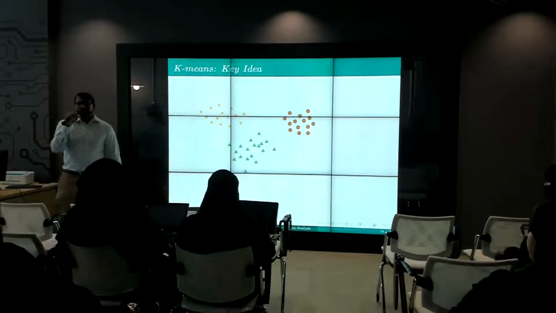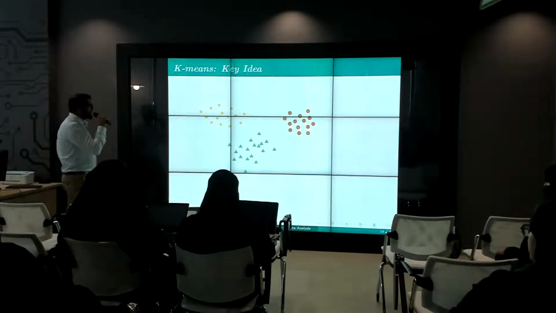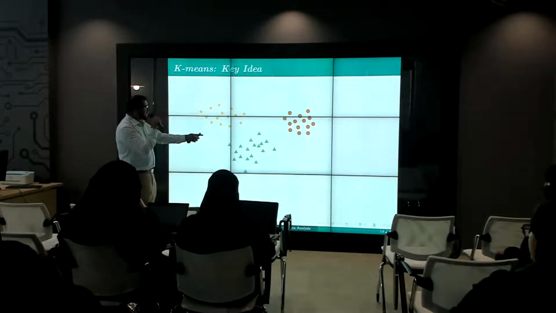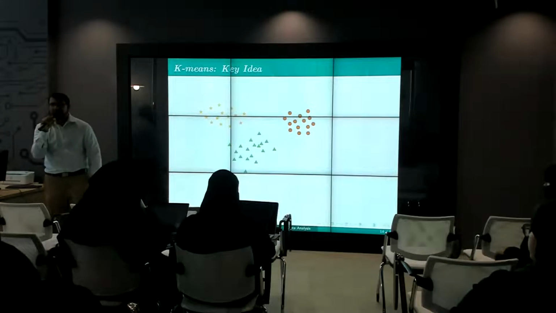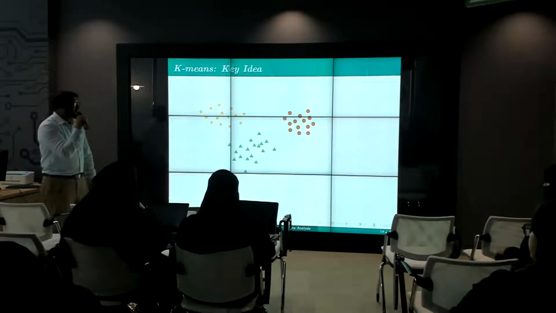Let me show you how it's done pictorially. Imagine you have some data points. Here you have different data points. Although I made them in different colors and shapes, let us say we don't know all these colors and shapes. They are just some data points.